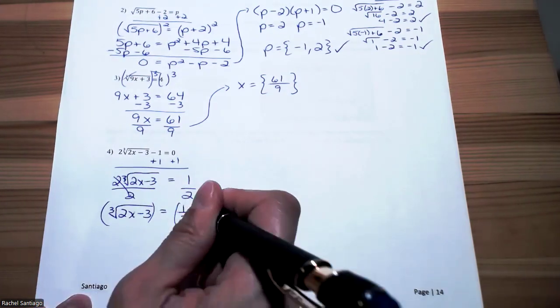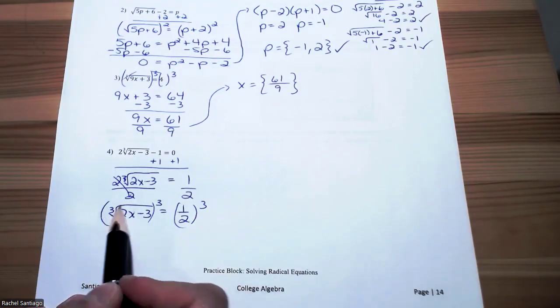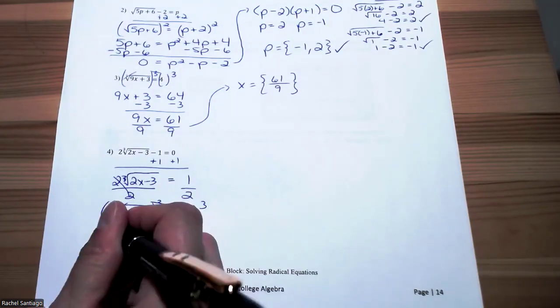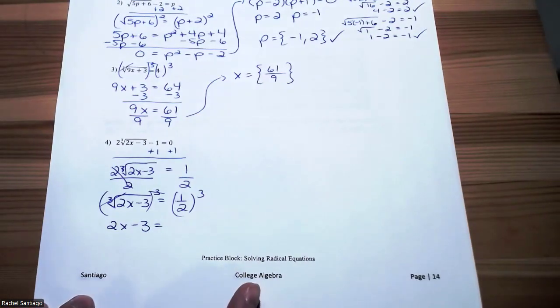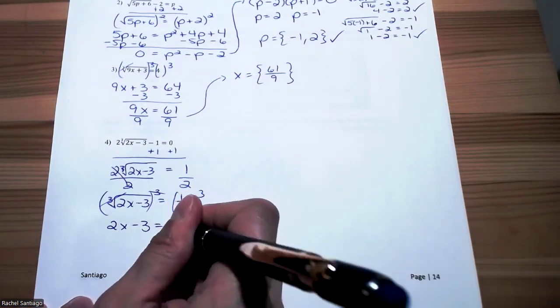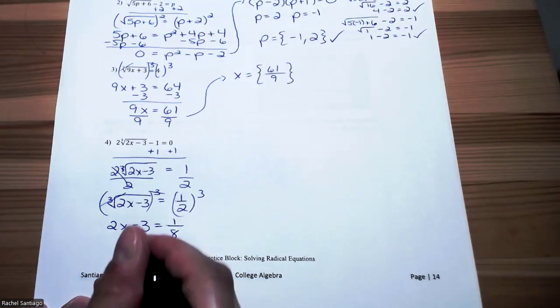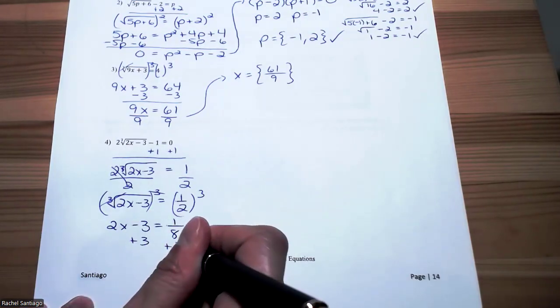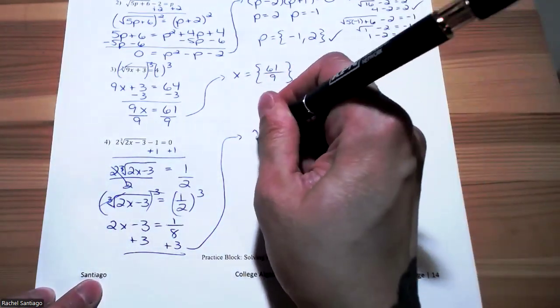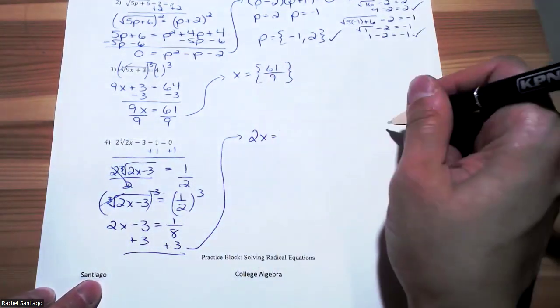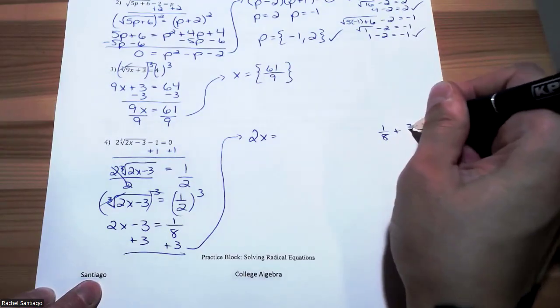So let's cube both sides. That's what matches the index. That leaves us with 2x minus 3 is equal to 1 over 2 times 1 over 2 times 1 over 2, which is 1 over 8. Let's go ahead and add 3 to both sides and bring this up here. So we have 2x is equal to 1/8 plus 3.